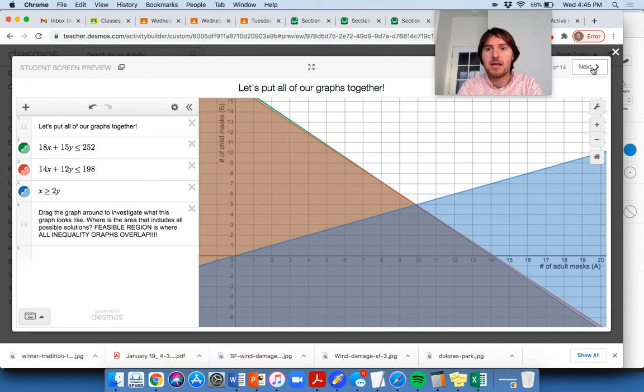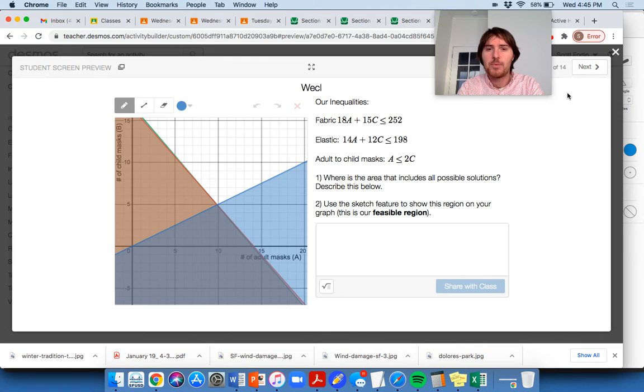Let's see if there's anything else that maybe I should talk about to help you out. Let's see here. Where's the area that includes all possible? Oh yeah, use the sketch tool to get the feasible region. So let's do this here. Boom, boom. And here you have to be careful to get it so it doesn't go out on the outside here. There's our feasible region. So this is what I'll be checking, guys. I'll be checking to make sure you shaded in this feasible region. Okay, and then you should be describing this.